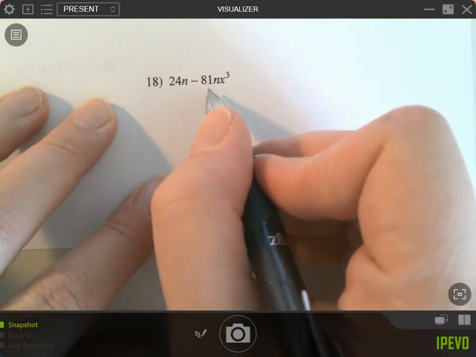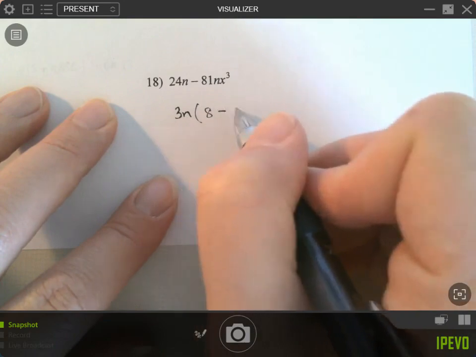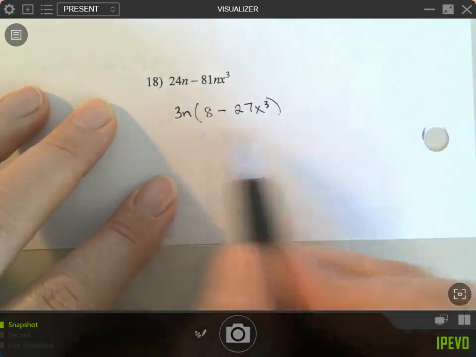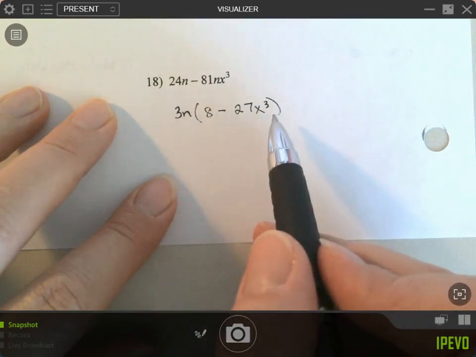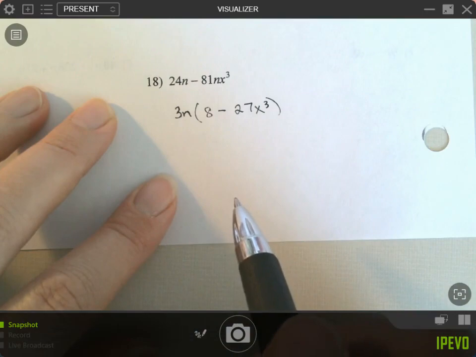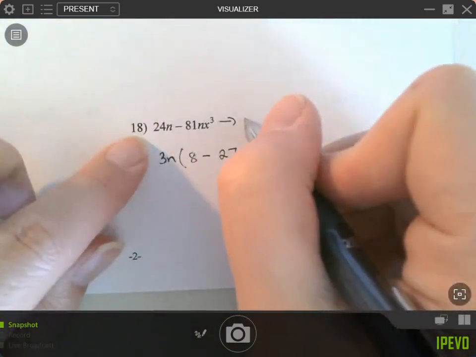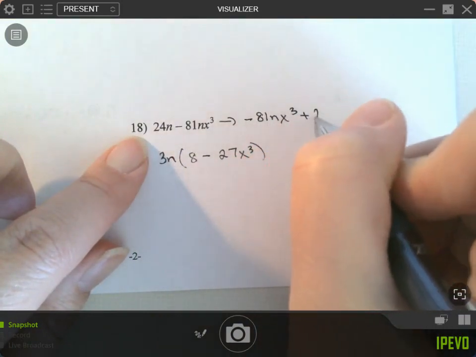There is a GCF of 3n, which leaves me 8 minus 27x to the third. So I can factor it like this. We just did one like this, right? Where there was a variable on the second part also. But let's say I want to rearrange it. Let's say I don't want to factor it like that. And I rearranged it to negative 81n x to the third plus 24n.